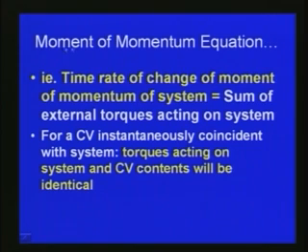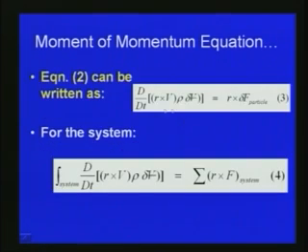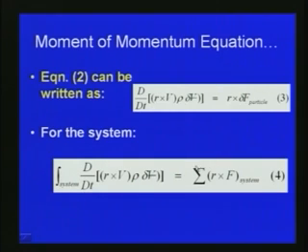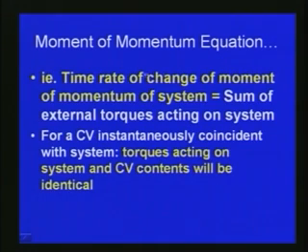Now from the earlier equation, written here as equation number 4, we can see the time rate of change of momentum of the system is equal to the sum of the external torques acting on the system. So equation number 4 gives the time rate of change of moment of the system, which we equate to the sum of the external torques acting on the system.